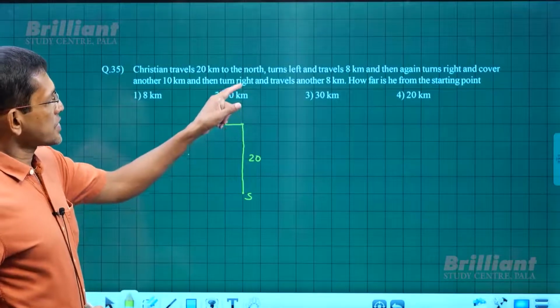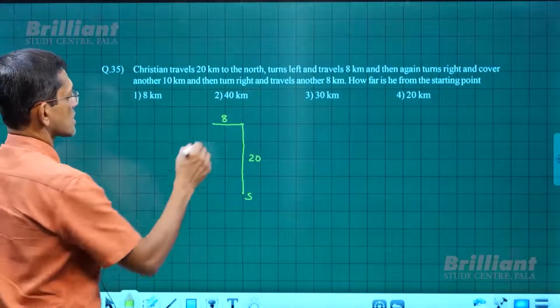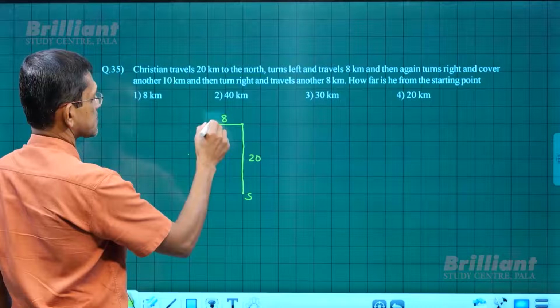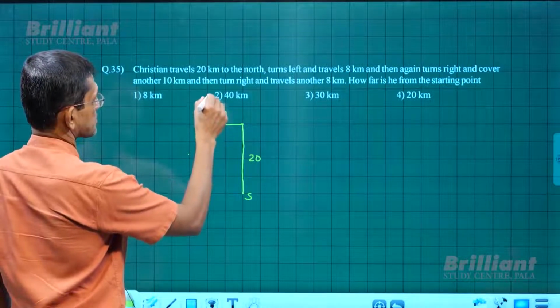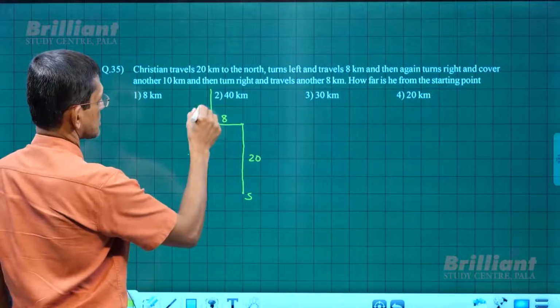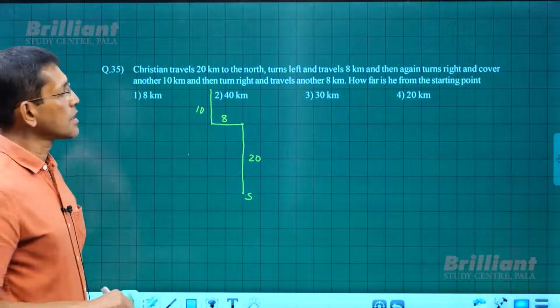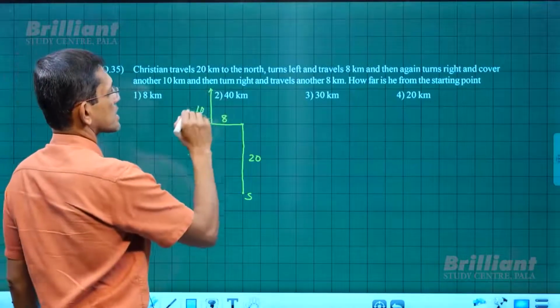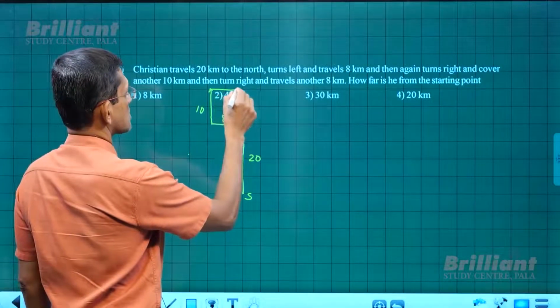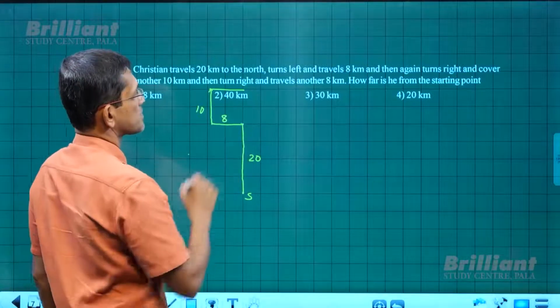And then again he turns right and covers another 10 kilometers. From here he turns right. So that means he goes this way. Covers 10 kilometers. And then he turns right again. From this point he turns right again and travels another 8 kilometers. So now he reached over here.